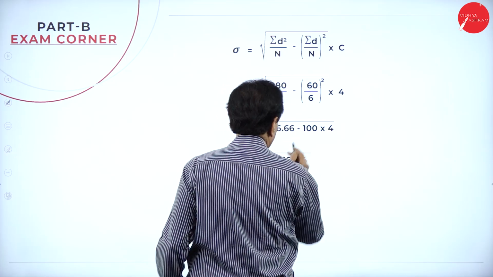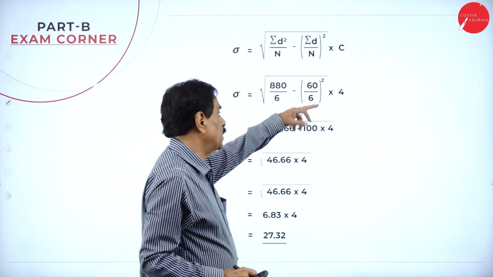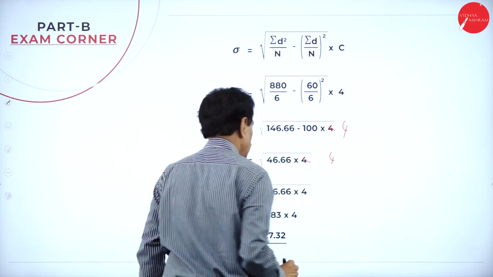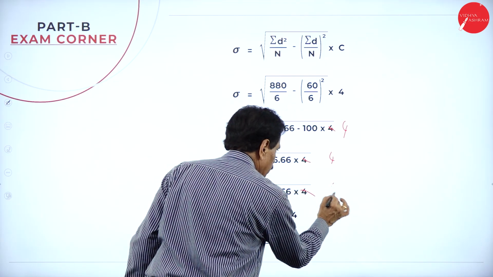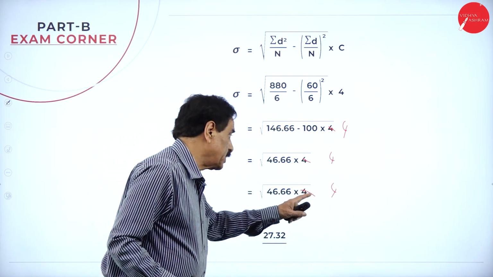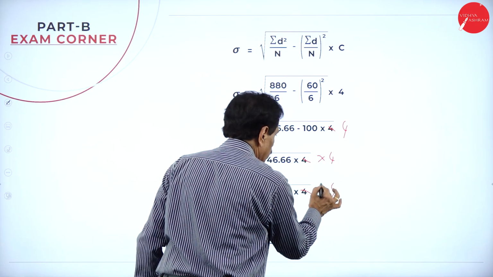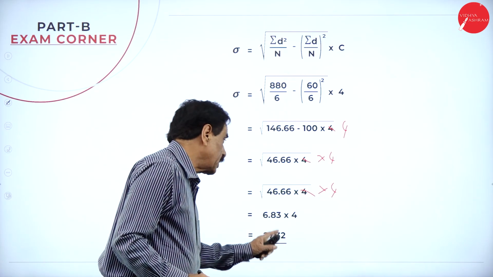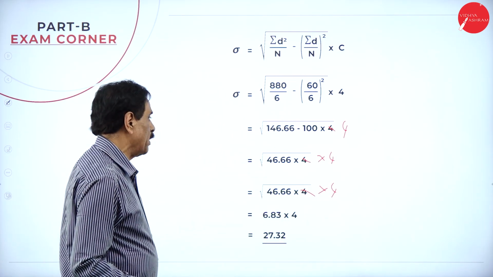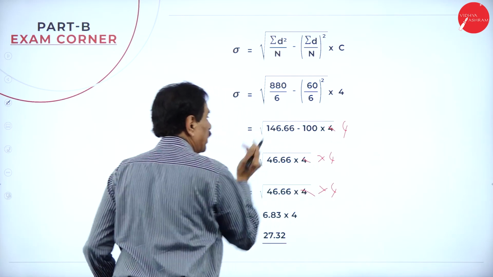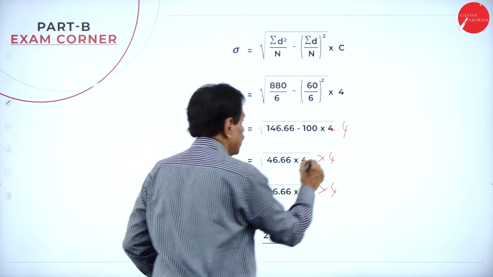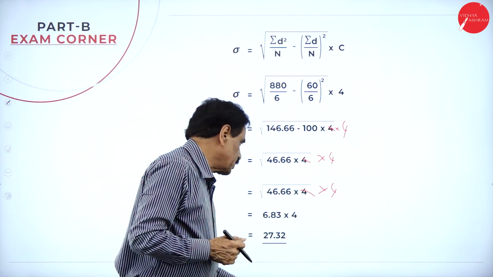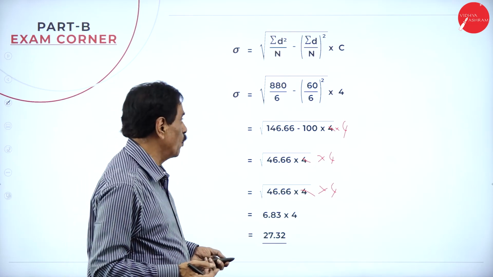So 880 divided by 6 is 146.6, minus 60 divided by 6 is 10, 10 square is 100. So 46.66, and the 4 is outside the root. Root of 46.666 is 6.83, multiplied by 4 is 27.3. So don't put the 4 into the square root. The 4 is outside the root. Once you get the answer, the last answer should be multiplied by 4.